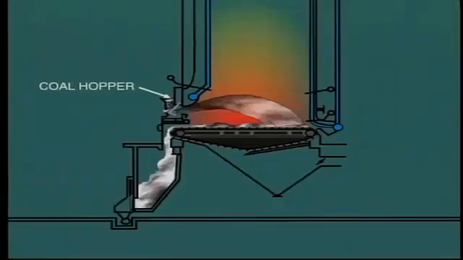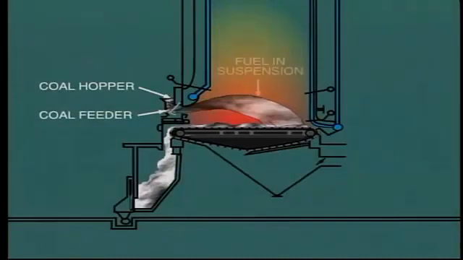Another type of traveling grate, known as the spreader stoker, employs a grate which is traveling in the reverse direction, that is, towards the front of the boiler. In this arrangement, the coal is thrown into the furnace at a higher level, like this. This means that a certain amount of combustion takes place in suspension, similar to a pulverized coal furnace.